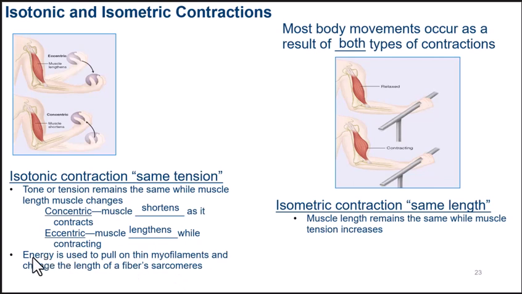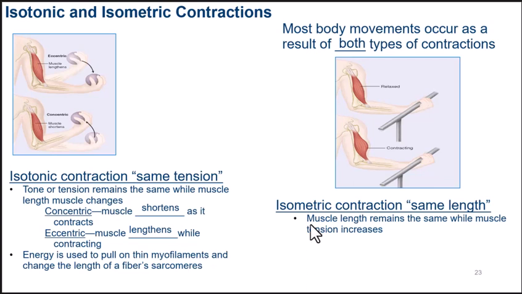And with this, we are going to be using energy for the myosin, or the thick filaments, to pull on the thin filaments, which is going to change the length of the fiber's sarcomere from Z disc to Z disc.